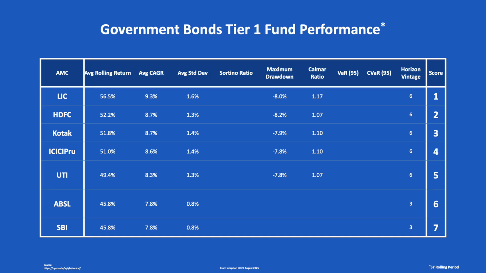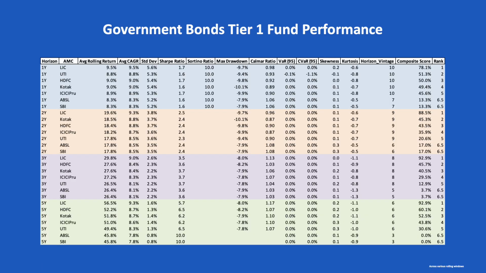Coming to the performance of the government bonds tier one funds, LIC is ranked one, followed by HDFC, and then Kotak, followed by ICICI Prudential. Any of the top four funds have similar metrics, with LIC slightly performing above the rest. You can pause and check for the detailed fund performance for government bonds here.